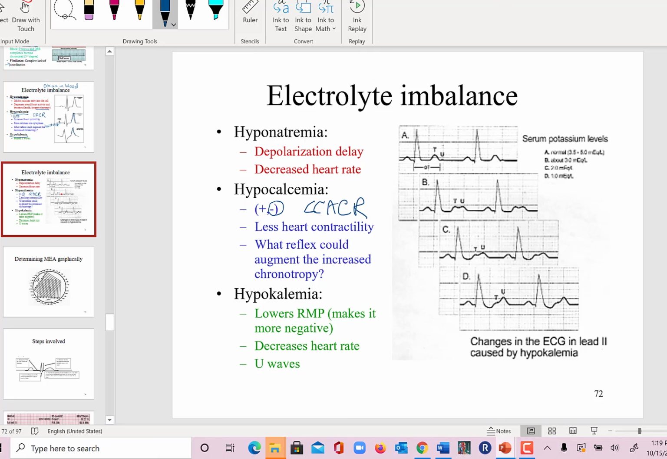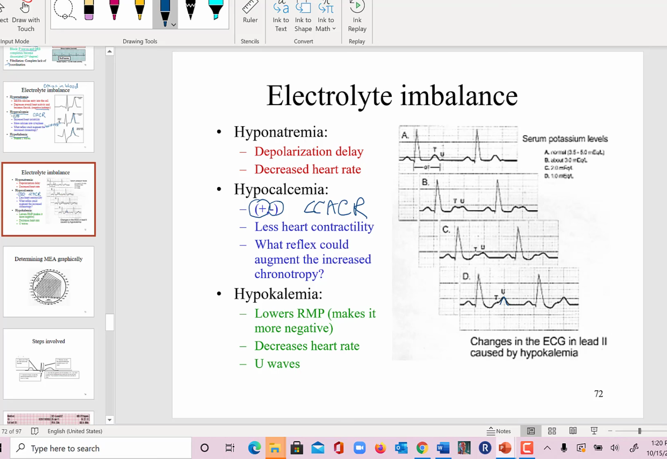And if the heart is not as vigorous as a pump, then there would be less stroke volume, less action potential sent from cranial nerves 9 and 10 from the baroreceptors up to the medulla. As a result, the medulla would increase the pump rate of the heart. The chronotropy would go up to try and compensate for a reduced stroke volume. That's what we see here as the plus. And then hypokalemia, we see the U wave.